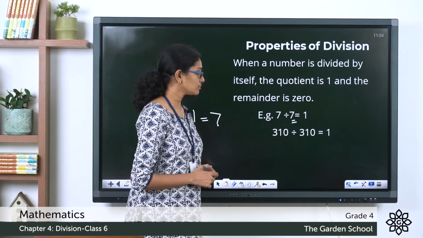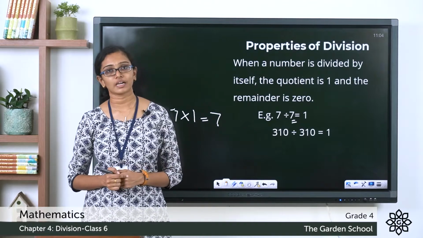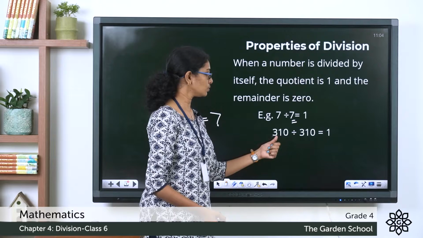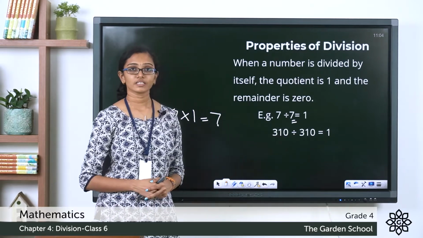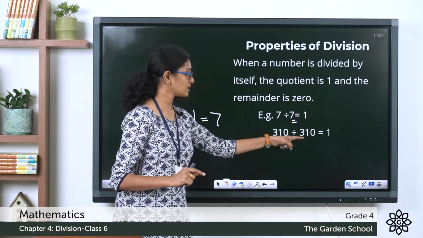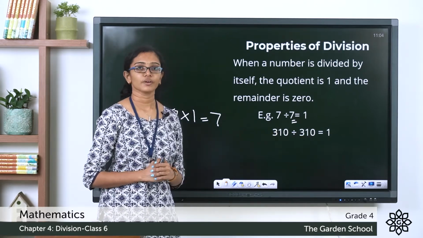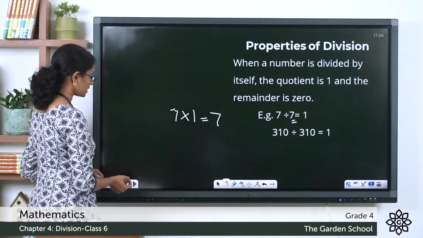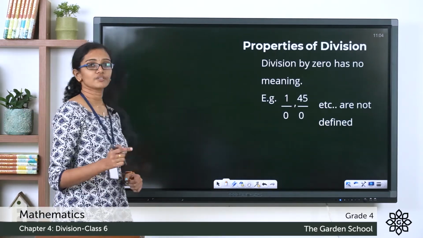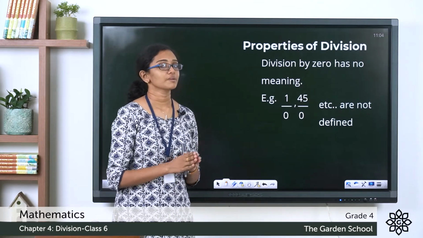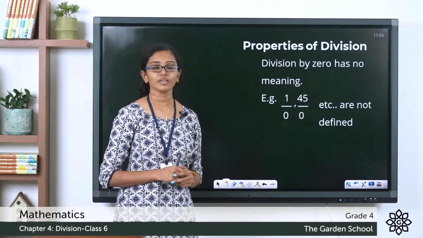This is one more example, 310 divided by 310, and how many 310s will give you the dividend 310? 1, right? So there is 1 310 in 310, right? So there we have 1 as the quotient. So any number divided by the number itself gives you the quotient 1, and since it is a factor, or it is completely divisible, the remainder will be 0.